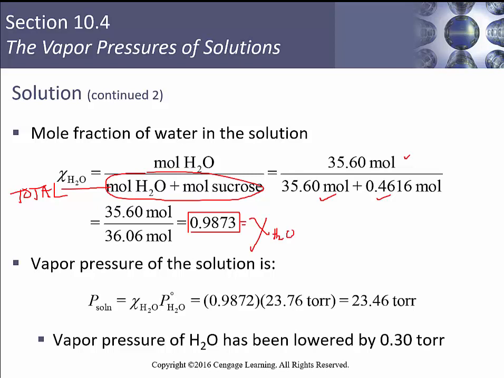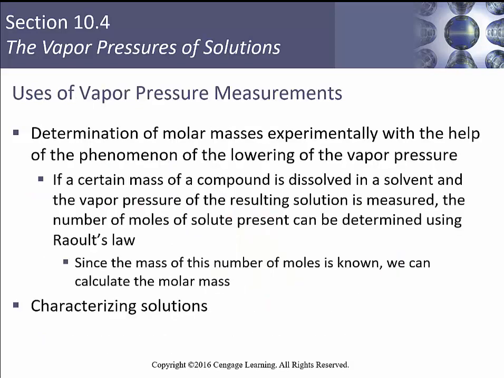for the water. The vapor pressure is then just going to be our chi for the water times our initial vapor pressure, the pure water, and we end up with 23.46 torr. So we lowered it by 0.3 torr just by adding in just a little bit of sucrose.